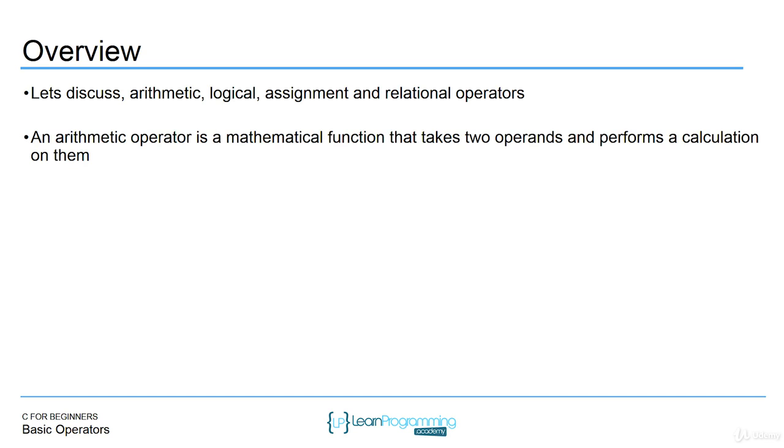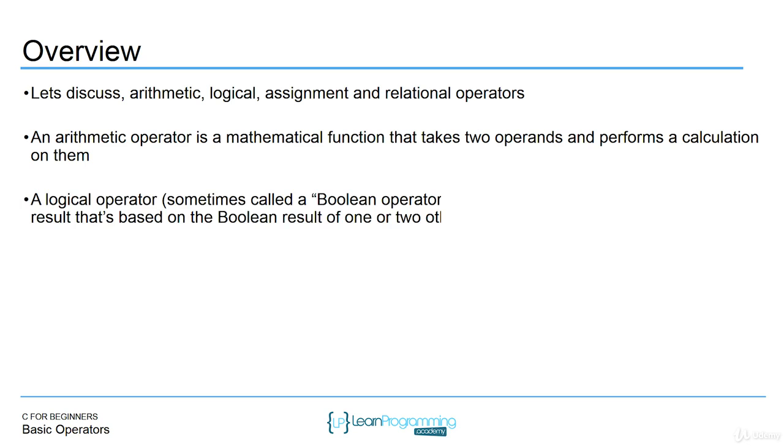An arithmetic operator is probably the most common sense one, the one that you're probably most familiar with. It's a mathematical function. It takes two operands and performs a calculation on them. It's infix, so the operator is in between the operands. A logical operator, sometimes called a Boolean operator, is an operator that returns a Boolean result, a true or false value. So it's really just a conditional operator. It's based on the Boolean result of one or two other expressions.